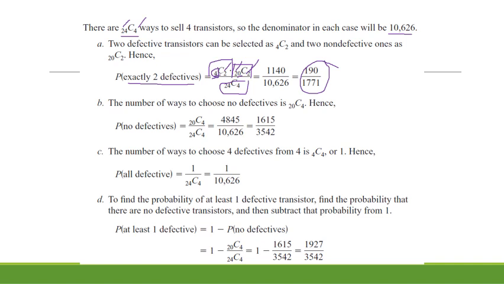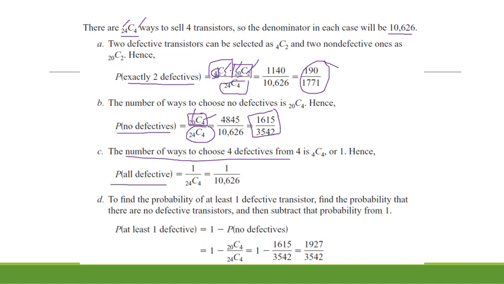190 over 1170. And the second one, the probability of getting no defectives. Since the problem said that there is no defective, automatically all are non-defective, so that is 20, right? The non-defective, and that is 4 ways to sell, all over the total number of ways to sell. So this is now the answer for the probability of getting no defectives, as well as the number of ways to choose 4 defectives.